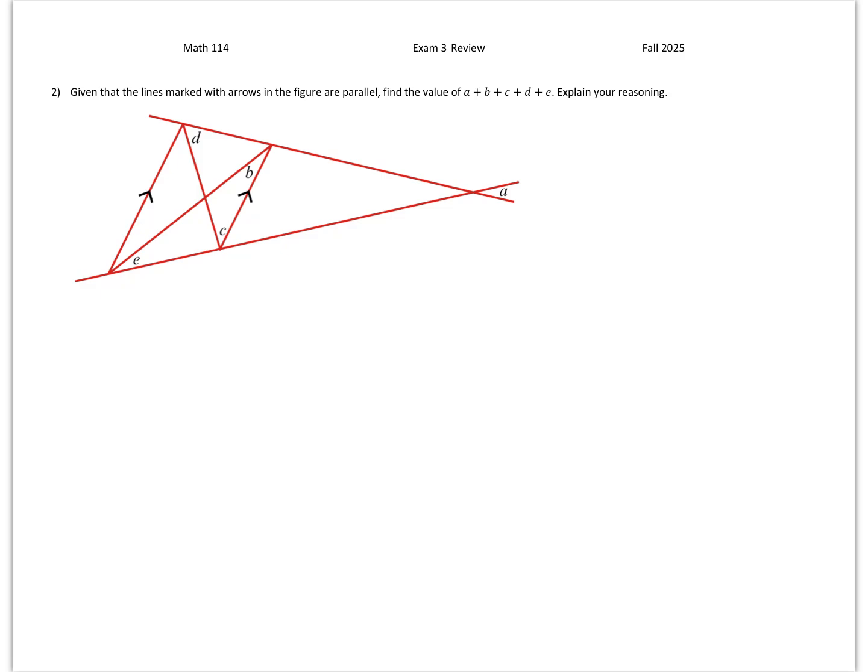Given that the lines marked with arrows in the figure are parallel, find the value of A plus B plus C plus D plus E. Explain your reasoning.